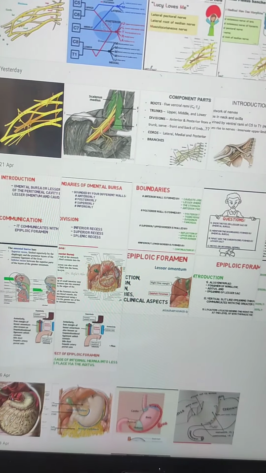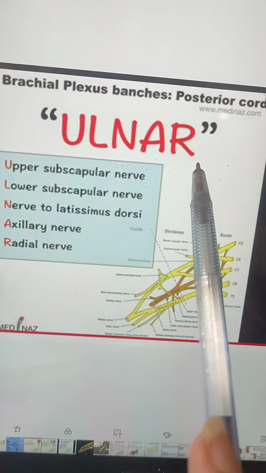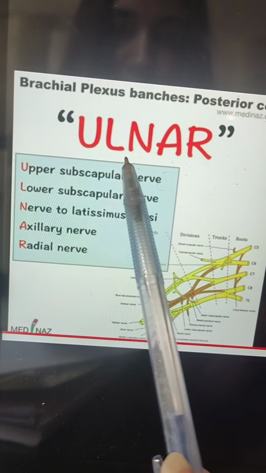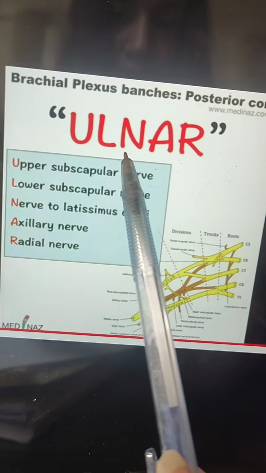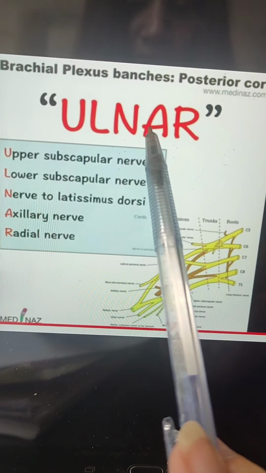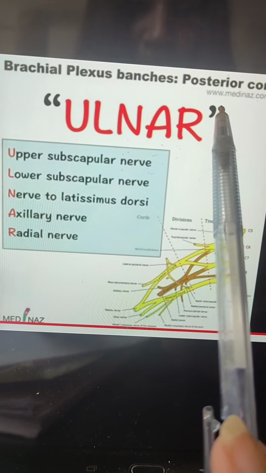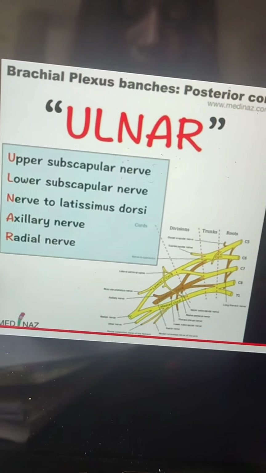Then comes the mnemonic for the posterior cord. For the posterior cord, you can remember ULNAR nerve, and that is going to be the mnemonic for the posterior cord. U stands for upper subscapular, while L is for lower subscapular nerve. N is going to be nerve to latissimus dorsi, then axillary nerve, and then radial nerve. I think it's easier to remember the branches of the posterior cord with these mnemonics.